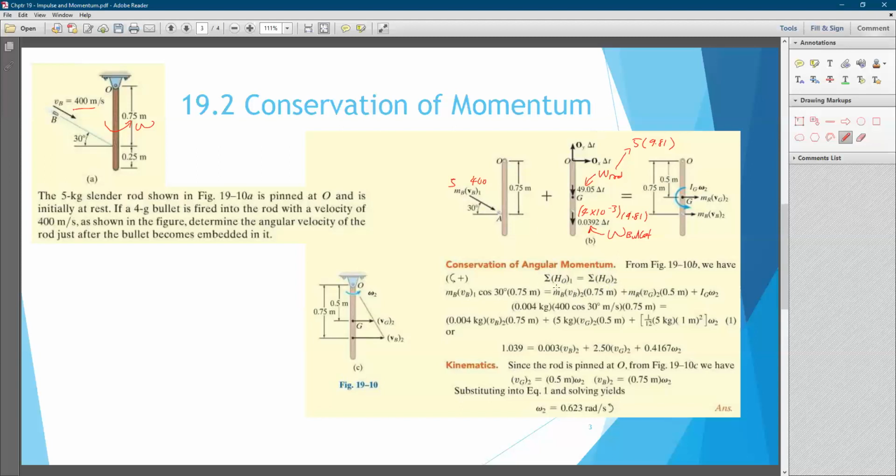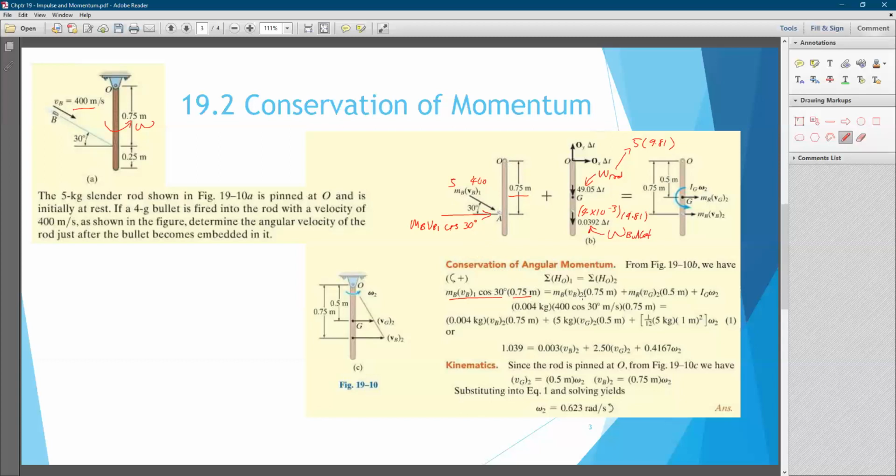Before the impact, what we can see is the MB, which is this part here. We can resolve that into 2 parts, into this component, which is MB VB 1 cosine 30 degrees. Here is what we have. And then we know that the perpendicular distance is 0.75. So it is here 0.75. That is right before the impact.